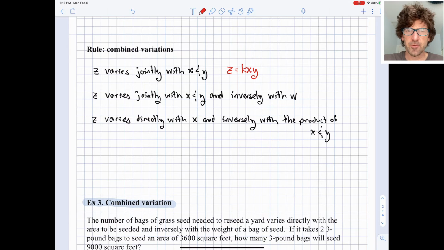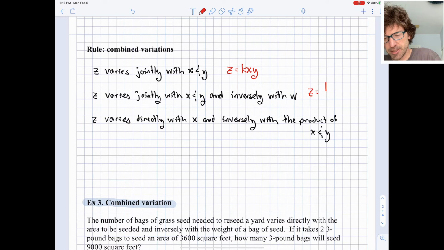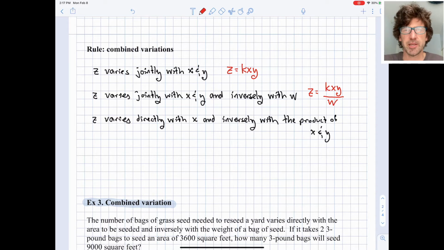Separately, we could consider what if z varies jointly with x and y, but inversely with w? So we could say that z varies jointly with x and y, and there's that constant k that we're including in here, but it varies inversely with w. So w would be in the denominator.